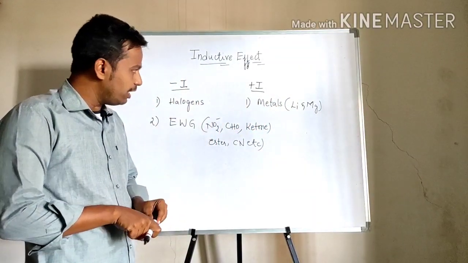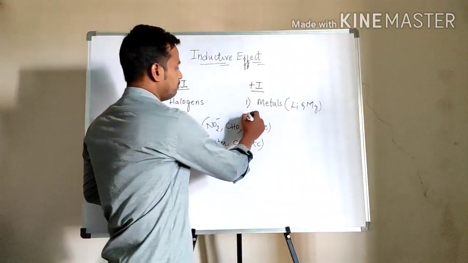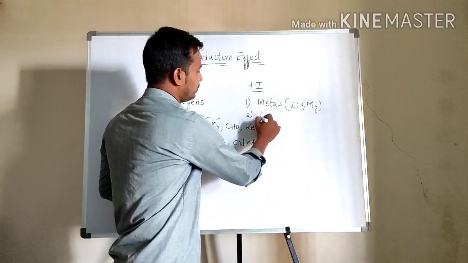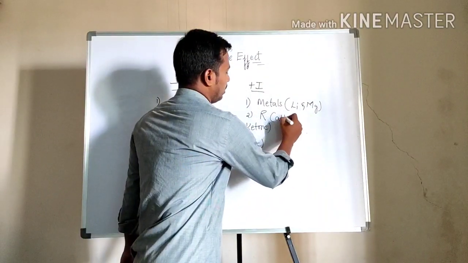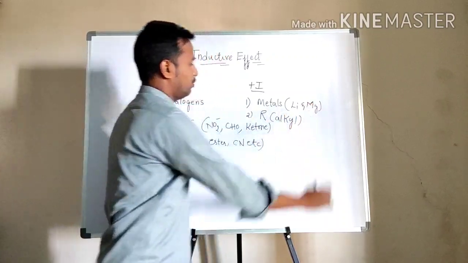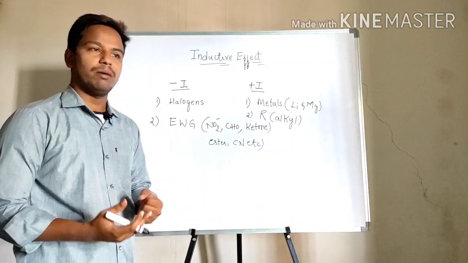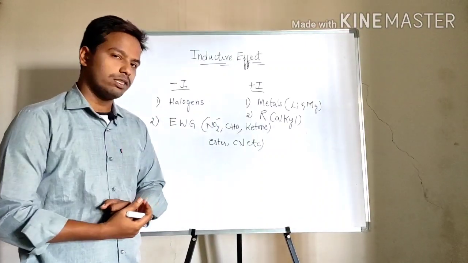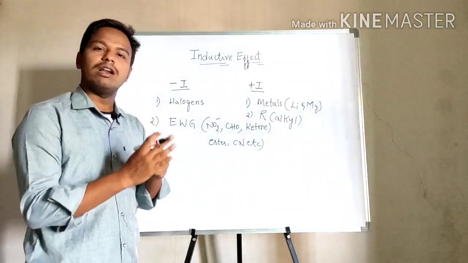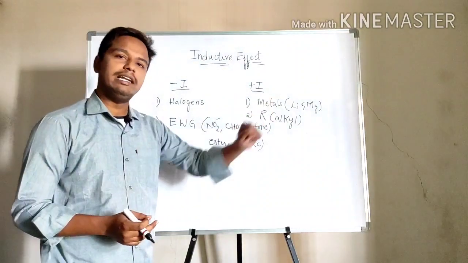Now the next one we can say is alkyl groups, R groups. Alkyl groups also come under plus I groups. Why? Because in alkyl groups there are more sigma bonds, that means more number of electrons are present. So we can say alkyl groups are electron rich, they can easily donate.